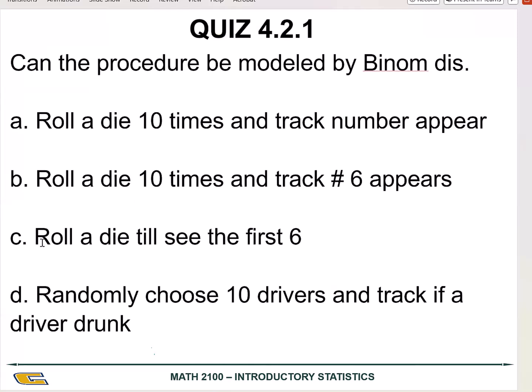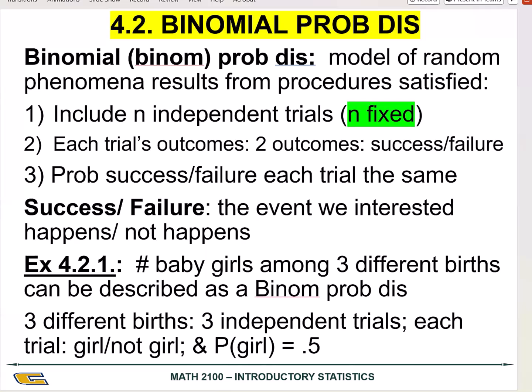How about C? You roll a die until you see the first 6. So at that time, let's look at the first condition: we require n independent trials and n is a fixed number, right? But think about this random phenomenon. You toss a die and you will stop till you see the first 6.